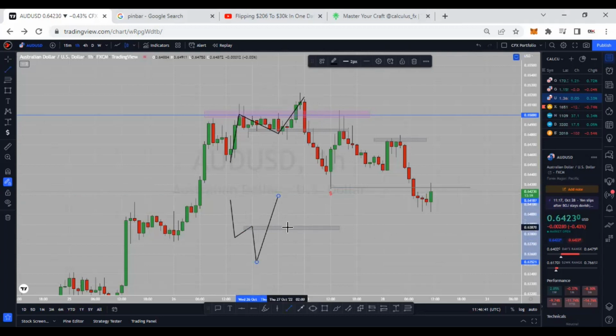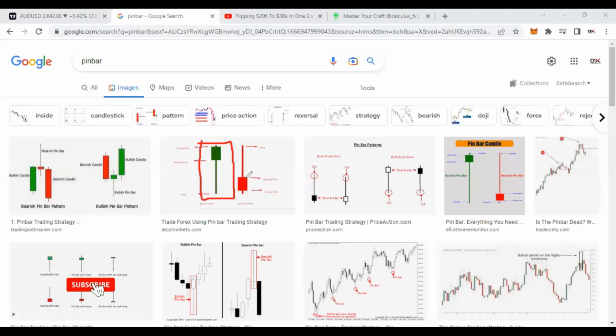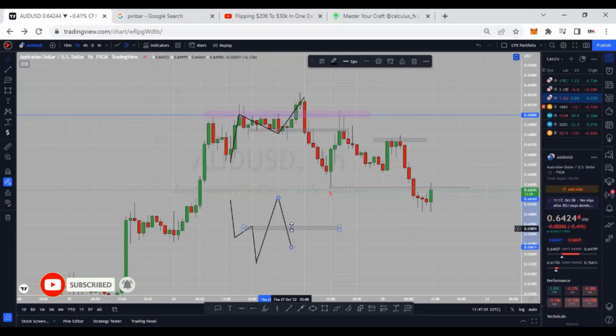Then for the second step, which is a pullback, the market should pull back to some of these areas, and finally we find our bullish pin bar confirmation candlestick. That is this candlestick right here, this green candlestick. So after the green candlestick, now we can execute a buy position.